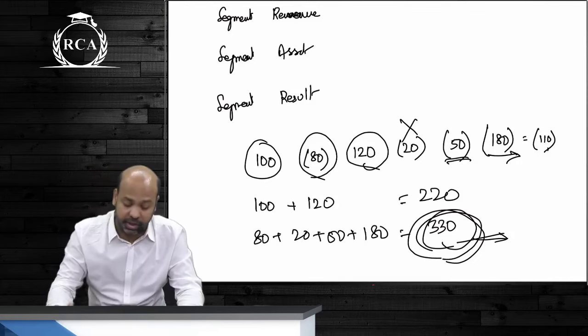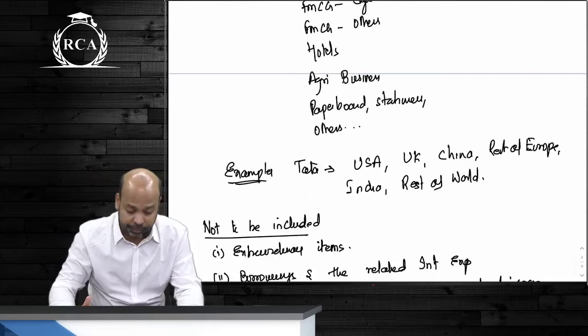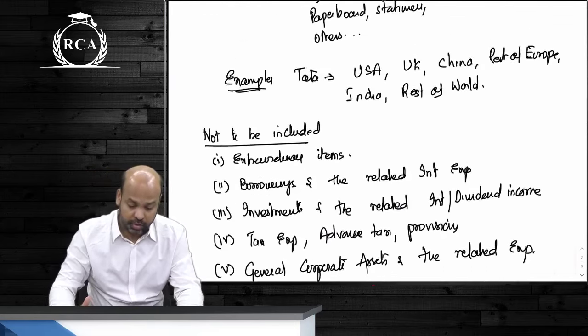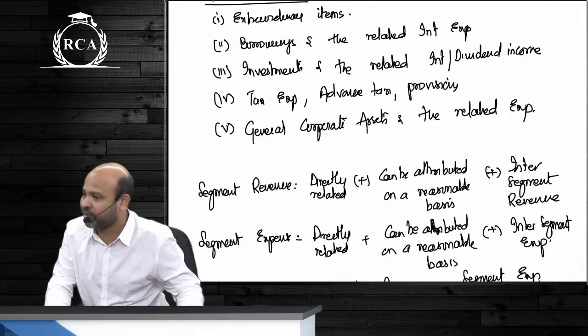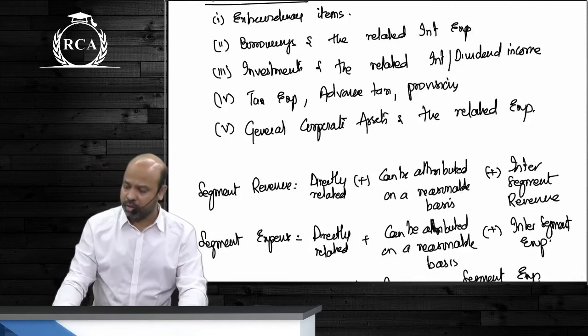इसके बाद में बेटा we did the definition of the word segment revenue. Segment revenue, segment expenditure, segment asset, segment liability, segment result.